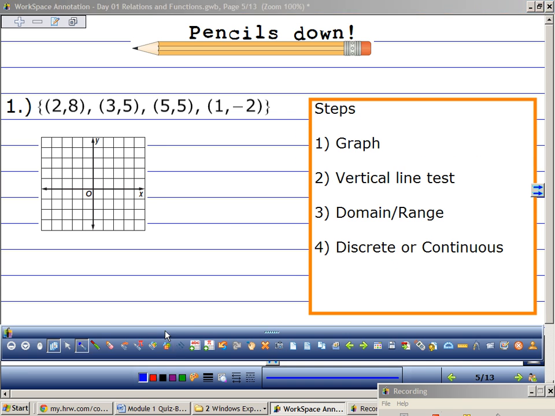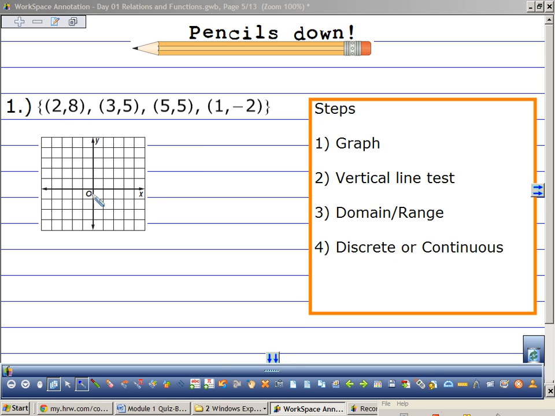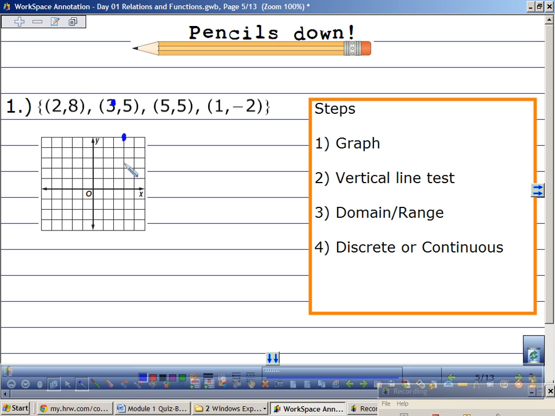Okay. So first we're going to graph it. So I have 2, 8. 2, 1, 2, 3, 4, 5, 6, 7, 8. Kind of off the graph there. 3, 5. 5, 5. And 1, negative 2, thank you. All right, so there's a graph.